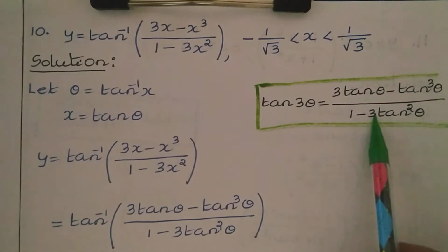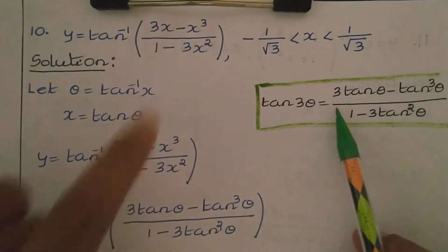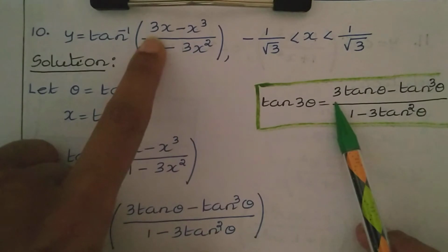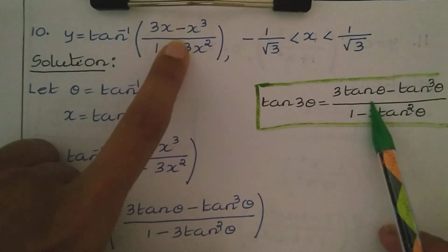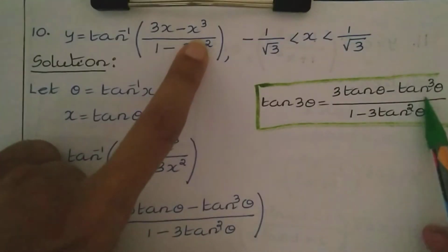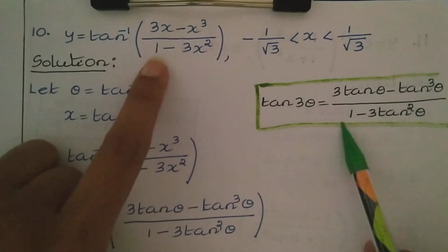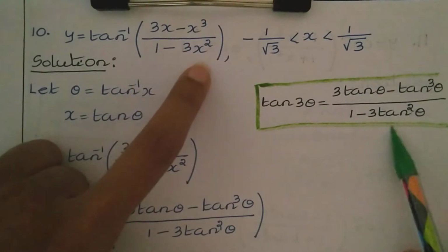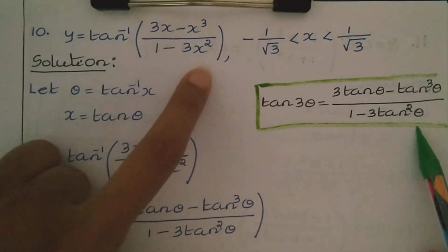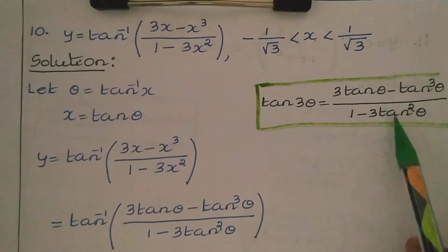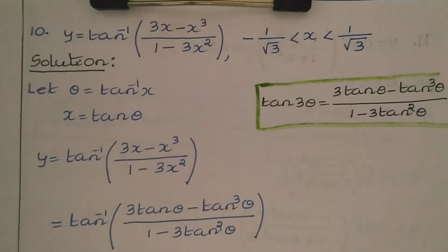If you compare this with this, you can see both are similar. Here we have 3x, here we have 3 tan theta. Here we have x cube, here we have tan cube theta. Here it is 1 and here it is minus 3x square, so minus 3 tan square theta. That means we can use this formula to solve this problem.